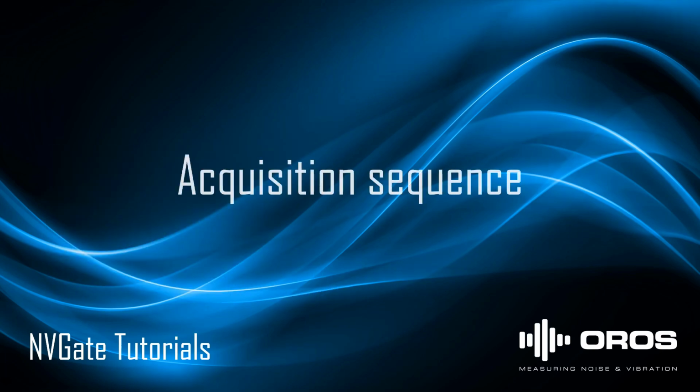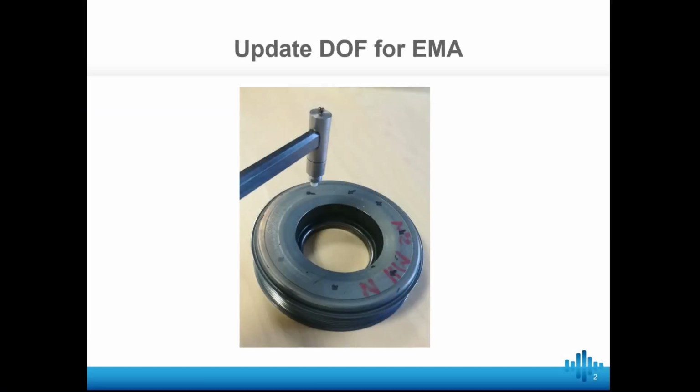In this video, I'm going to be showing you a little bit about how to use the acquisition sequence in NVGate. Here we're going to be testing a pulley. The black points on the pulley indicate where we're going to be impacting with the hammer. Degrees of freedom for the hammer, such as the node that it's hitting, direction, and component, will all need to be updated before starting each measurement.